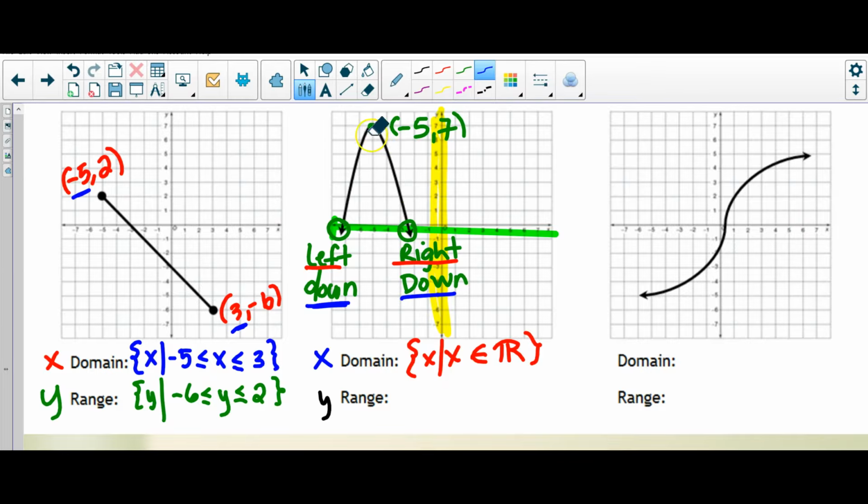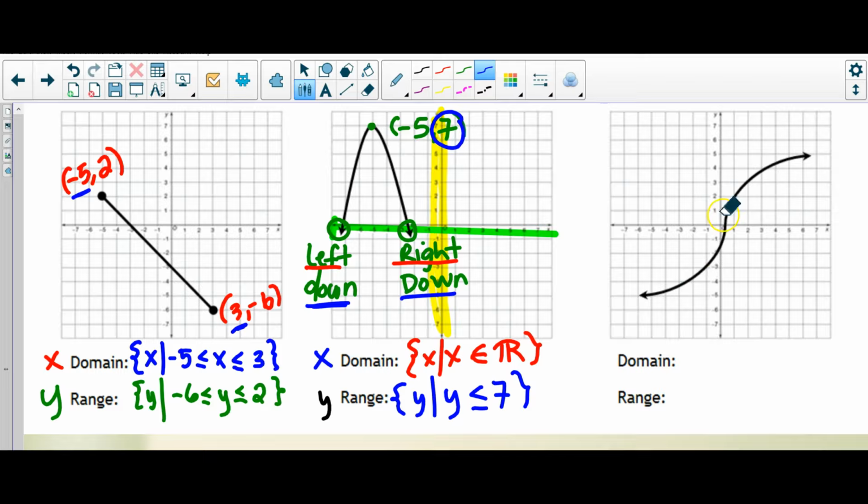I do have a highest point on this graph. My y value is 7 at the highest point on this graph. So if I'm including 7 and I continue to go down forever, that means that my y values are going to be less than or equal to positive 7.